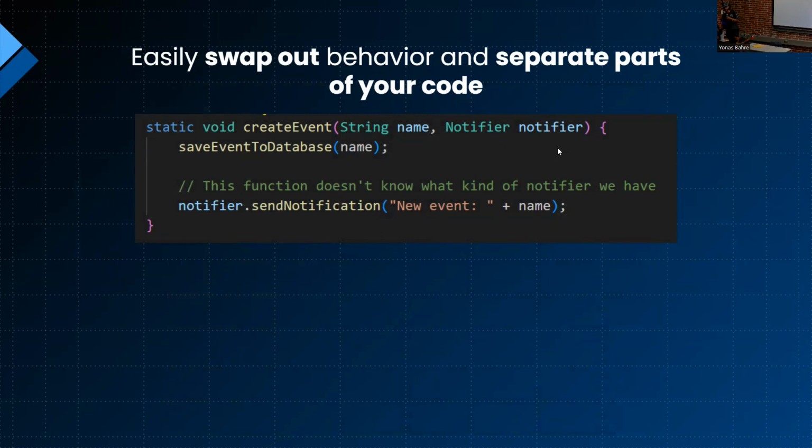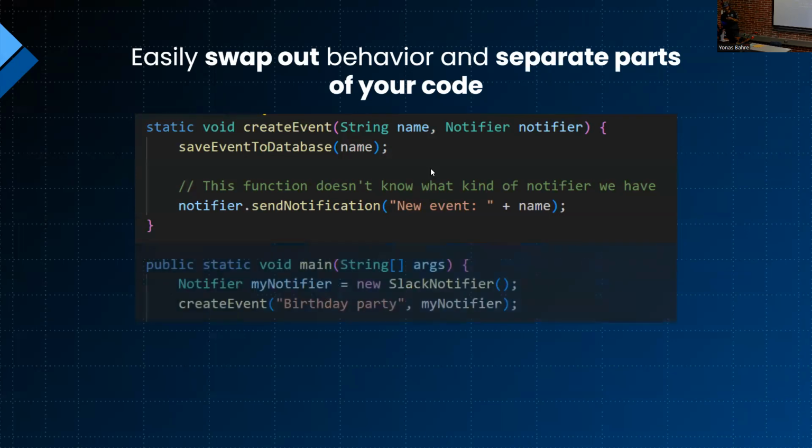Now, if you notice here, this notifier thing is not a concrete class. This function doesn't know what kind of notification it's going to be sending. But because this function promises that it's going to give you a class that sticks to the notifier interface, the function can trust it. We know that whenever we call this notifier, this message is going to go somewhere. And that makes it really easy to swap these out.